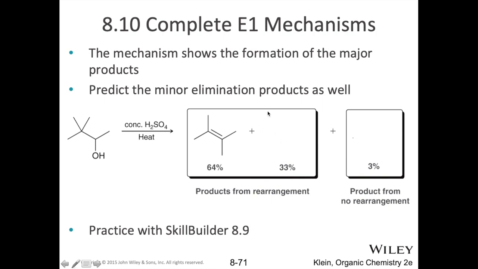Likewise, the other minor product you might see is where you have your rearrangement, but instead of getting that Zaitsev product that we expect, we instead get a Hofmann product. So let's go ahead and try drawing those.